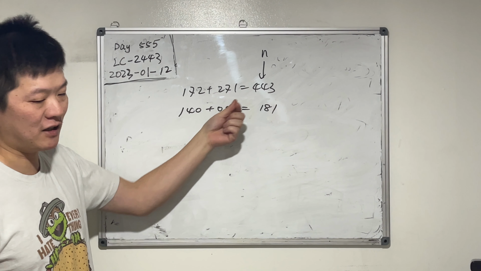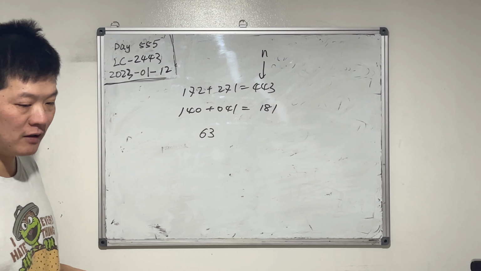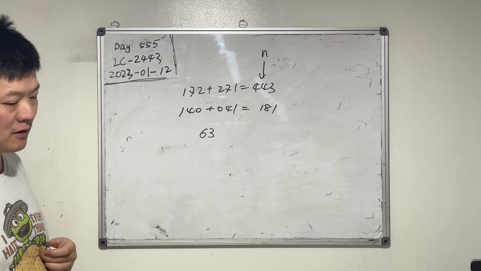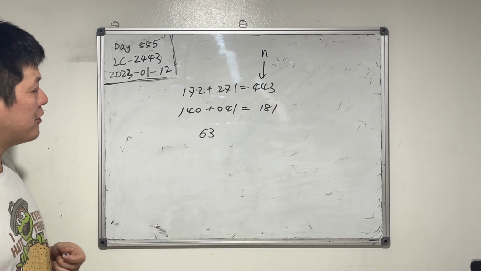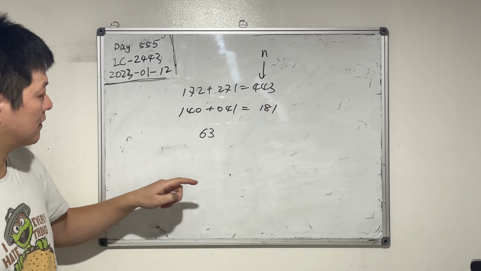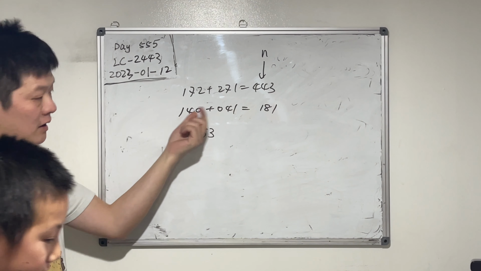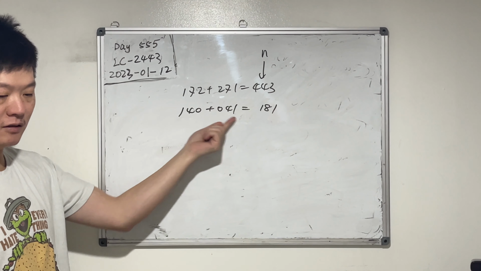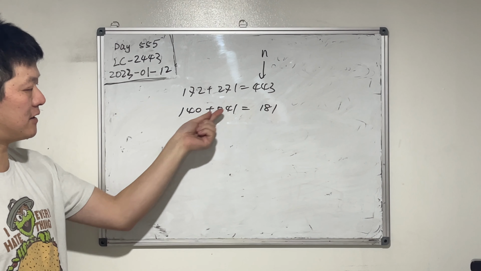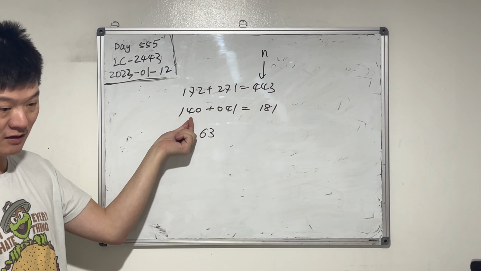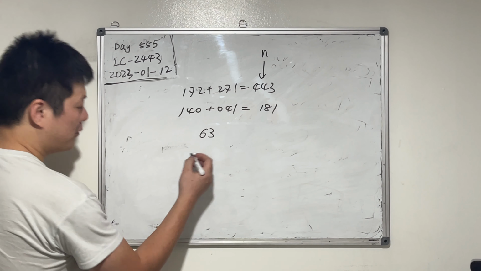Can the original number have a leading zero? Yeah, of course. 041 is the same as 041 plus 140. Oh yeah, yeah. So we're given this n.